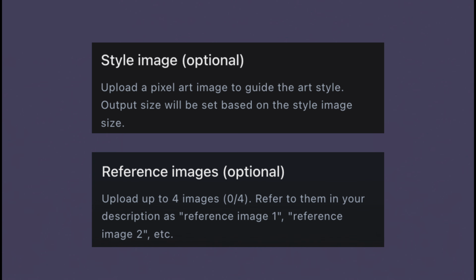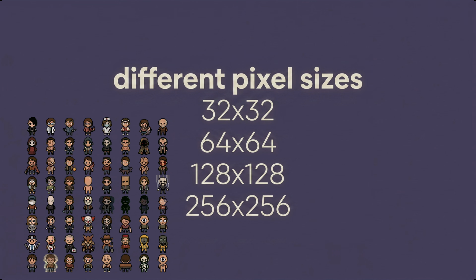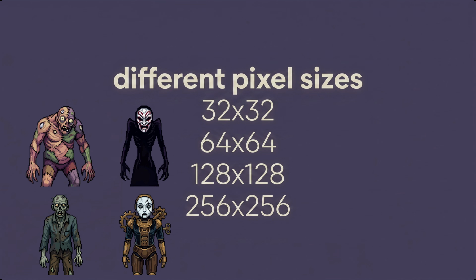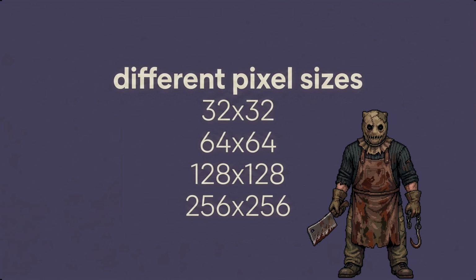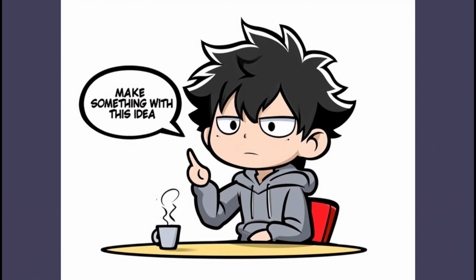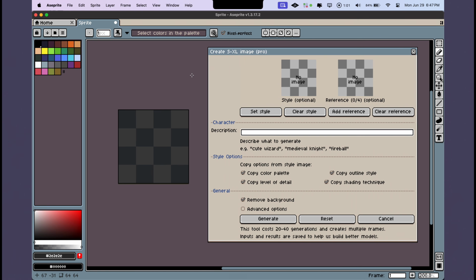The difference is important. A style reference should already be pixel art, and it should match one of these supported pixel sizes like 32 by 32, 64 by 64, 128 by 128, or 256 by 256. But a concept image can be any size because it's just there to tell the tool, hey, make something based on this idea. And then, of course, we have the description box, which is where we actually describe what we want.